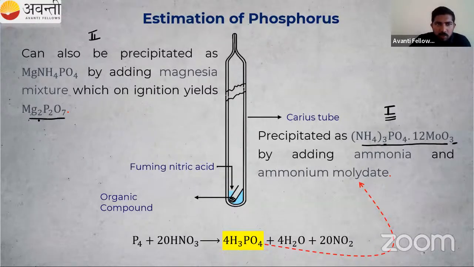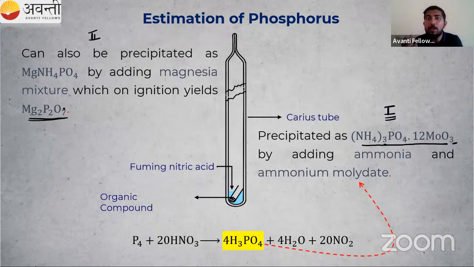Mg2P2O7, that is the final product. Magnesium pyrophosphate, you will study about magnesium pyrophosphate. Then what is the structure? So the final product in the first case is ammonium phosphomolybdate. In the second case, it is Mg2P2O7. So using two different methods, we can find the percentage of phosphorus.